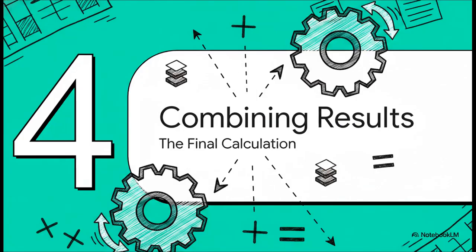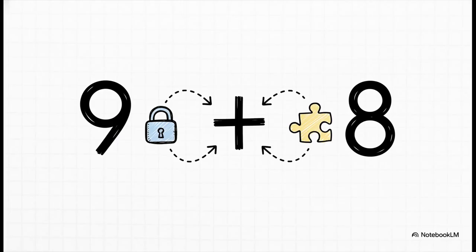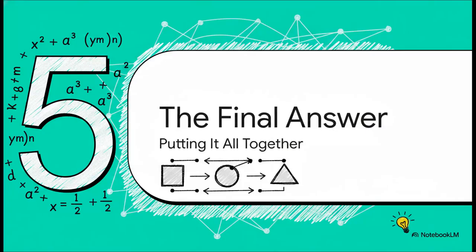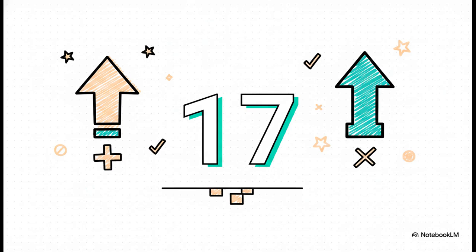Right, we've done the heavy lifting. Now for the easy bit. Let's put it all back together. Remember, the original question was just an addition problem. We worked out the first bit was 9 and the second bit was 8. So all we need to do is add them up. 9 plus 8. Time for the final answer. And 9 plus 8 is, of course, 17. And there you have it. That is our final answer. See? Not so scary when you take it step by step.